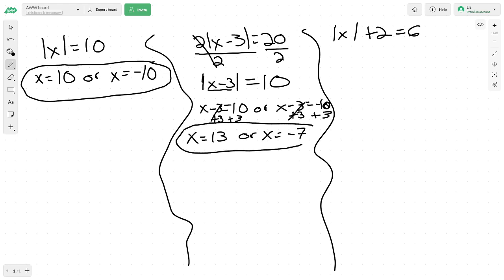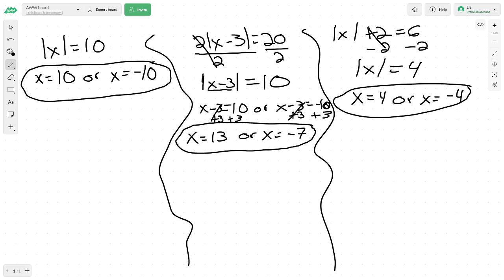So here is another example of absolute values. In this case, they're not the same number. So they don't always have to be the same number. Here we have the absolute value of x plus 2 equals 6. We need to isolate the absolute value. So I'm going to subtract 2 from each side. Now I have the absolute value of x equals 4. So it's going to be a lot like this one. X is going to equal 4, or x equals -4. So those are a few examples there.